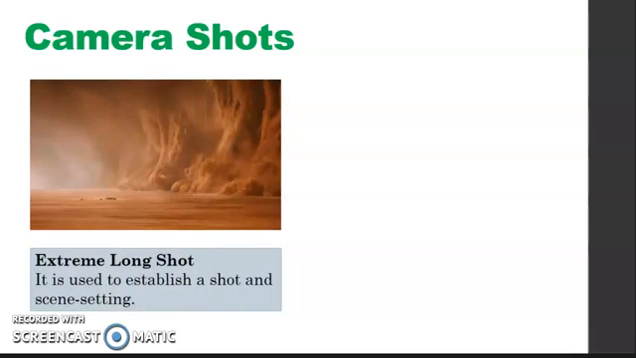First camera shot is the extreme long shot. It is used to establish a shot and a scene setting. Now, it gives a general impression rather than specific information. Basically, an extreme long shot makes your subject appear small against their location. You can use an extreme long shot to make your subject feel distant or unfamiliar. Take a look at this extreme wide shot from the best action movie, Mad Max Fury Road.